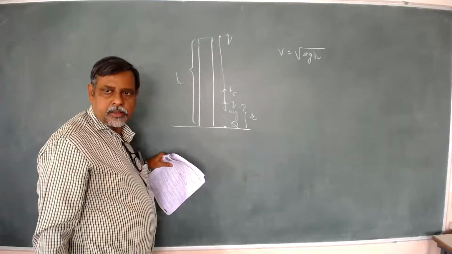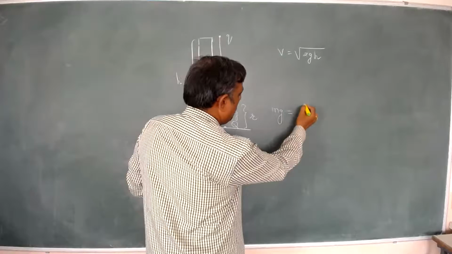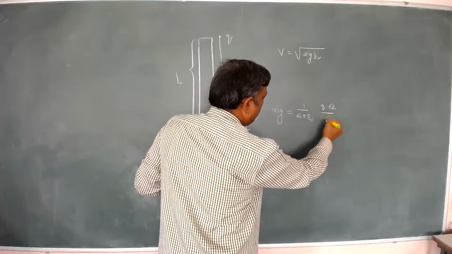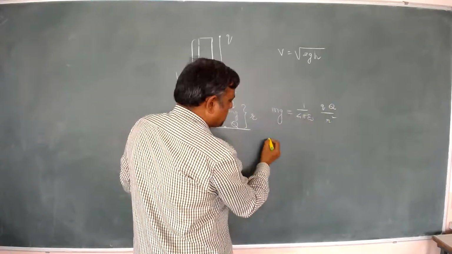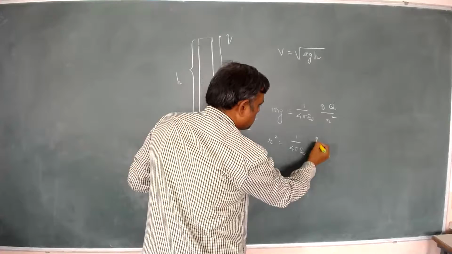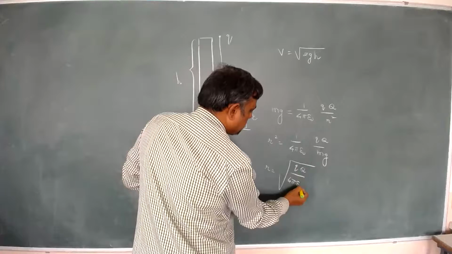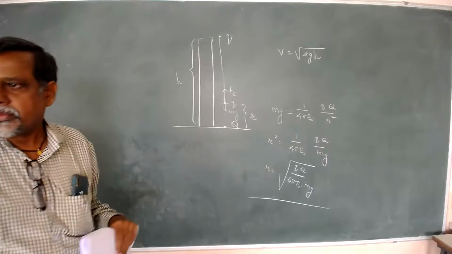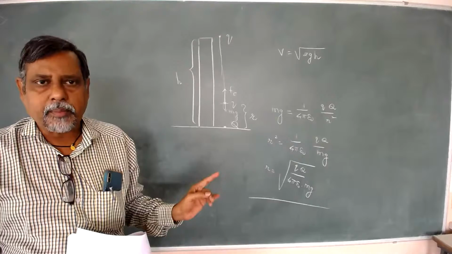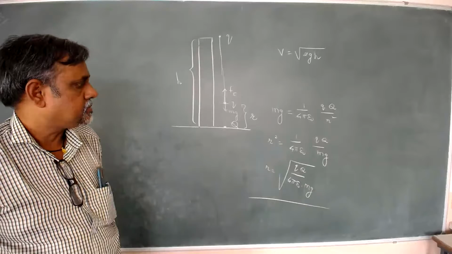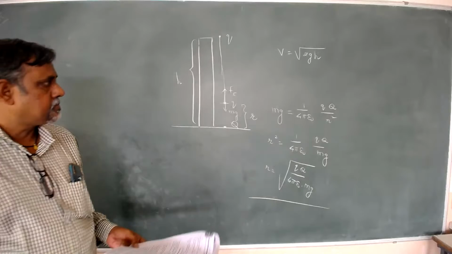Now mg in this case is equal to 1 by 4 pi epsilon naught, q into capital Q by R square. This distance you need to calculate. R square is equal to 1 by 4 pi epsilon naught, q into capital Q by mg. Therefore, R is equal to under root q into Q by 4 pi epsilon naught into mg. This will be the distance at which the second charge of magnitude small q will come to the state of rest. So option A is correct.